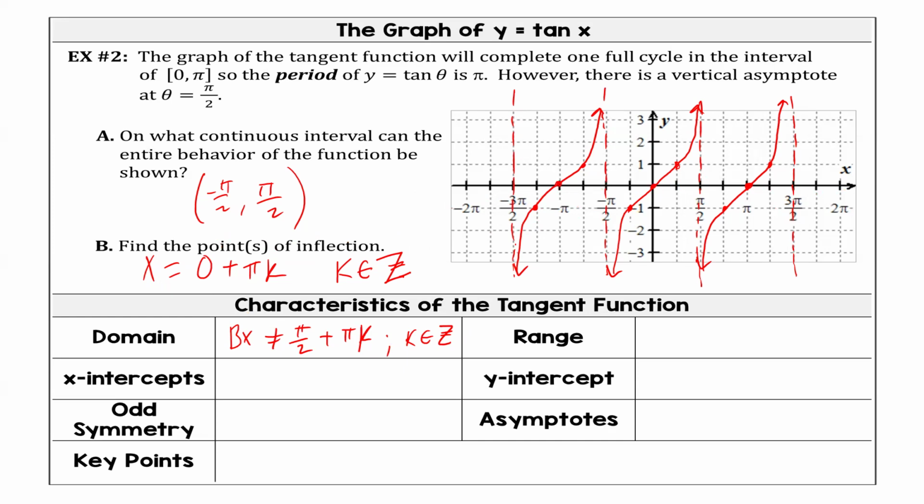So I'm thinking that if they ask you for the domain, it'll be multiple choice, and you would have to be able to select the one that represents it. I don't think they're going to have you just write the domain.